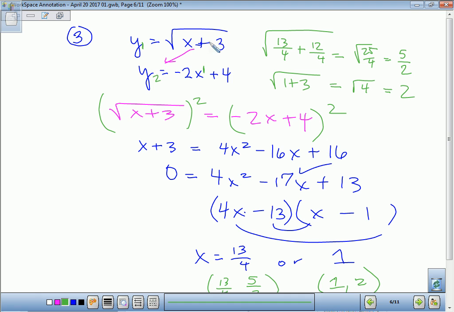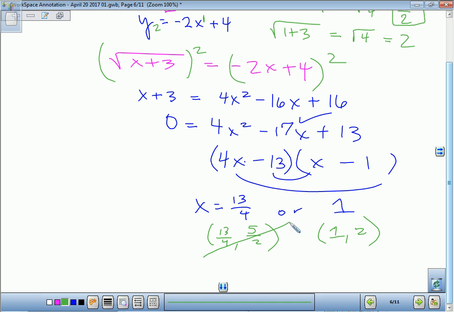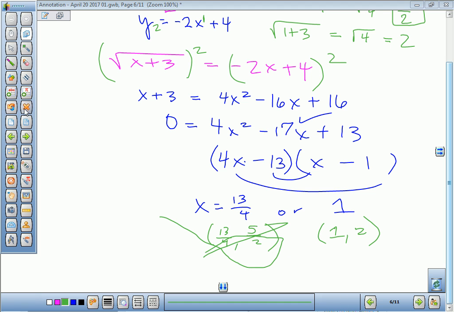Okay, so if we plug the 13/4 in here, we get a different answer. We don't get positive 5/2. We get negative 5/2. So that 13/4 is an extraneous solution. It gave us an answer that doesn't work.